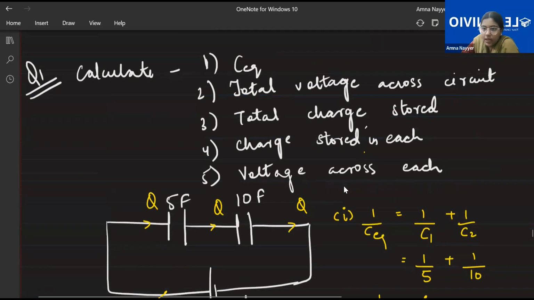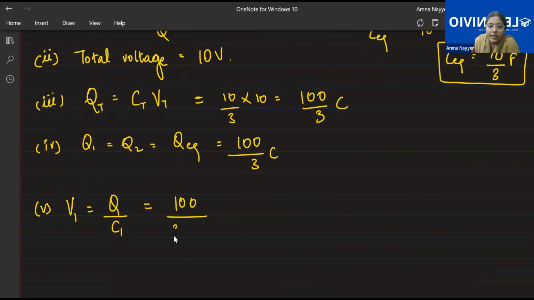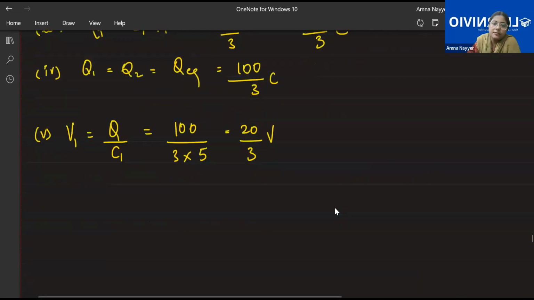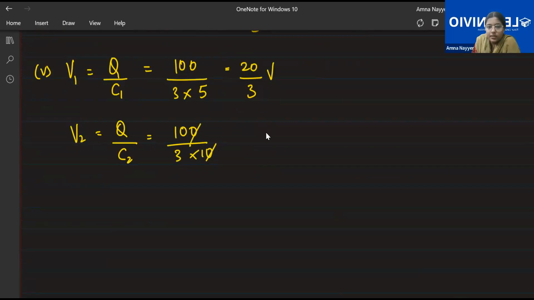Fifth part says voltage across each, but voltage will be different. V1 will be, charge is the same, but capacitance is different. So 100 by 3 into first capacitance is 5. So this becomes 20 by 3 volt. Second one, V2 will be Q by C2, that is 100 by 3 into 10. So this becomes 10 by 3 volt.